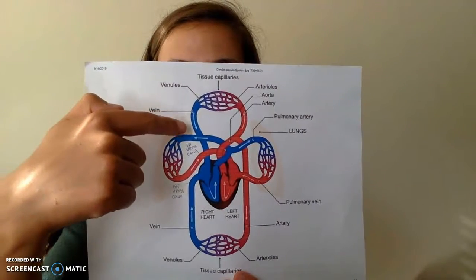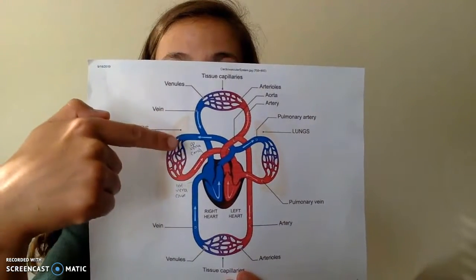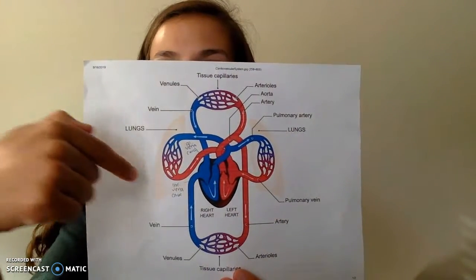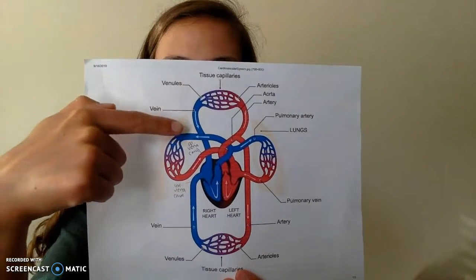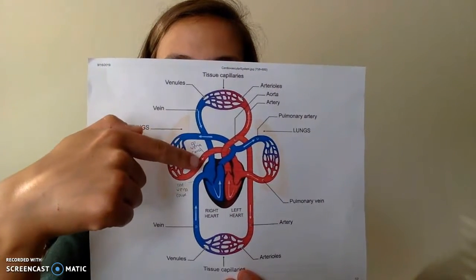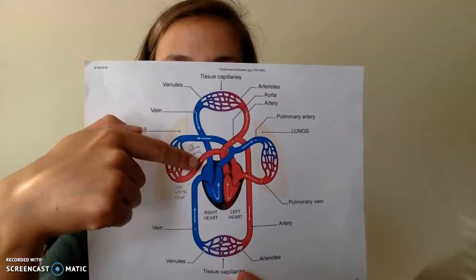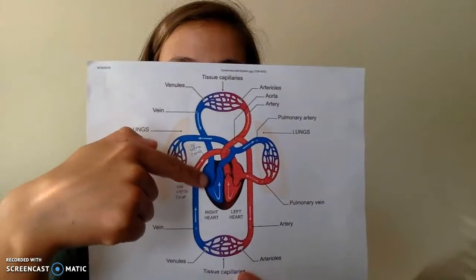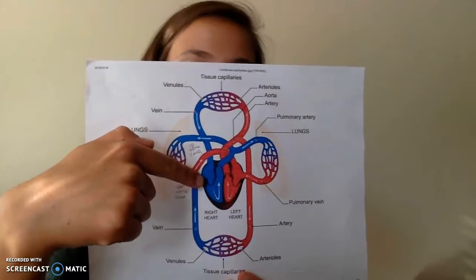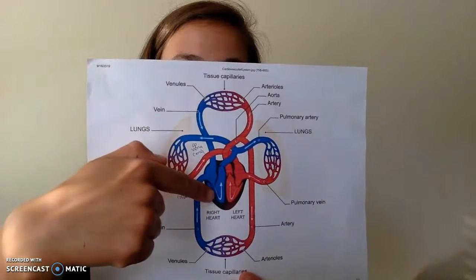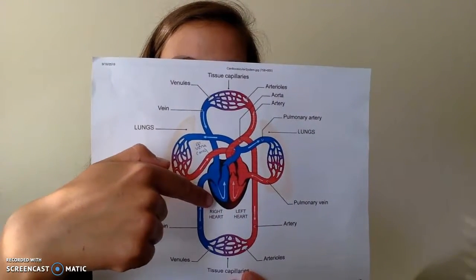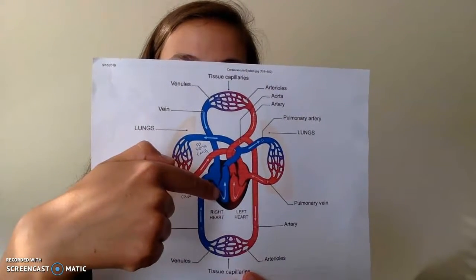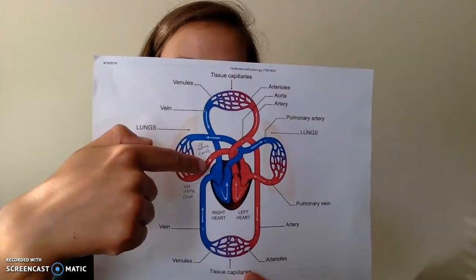This blood is then transported through veins named the superior and inferior vena cava. They're not labeled on this diagram, but I wrote them in here. These veins take the deoxygenated blood into the right atrium, right here, which is the upper right part of the heart. The deoxygenated blood then travels through a valve called the tricuspid valve, which separates the right atrium and the right ventricle, which is the lower right part of the heart. Once the blood travels through this tricuspid valve, the valve closes to ensure that backflow does not occur.